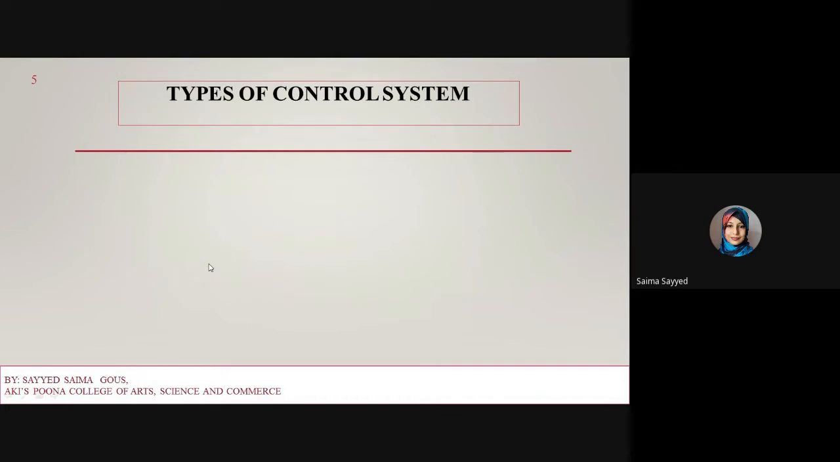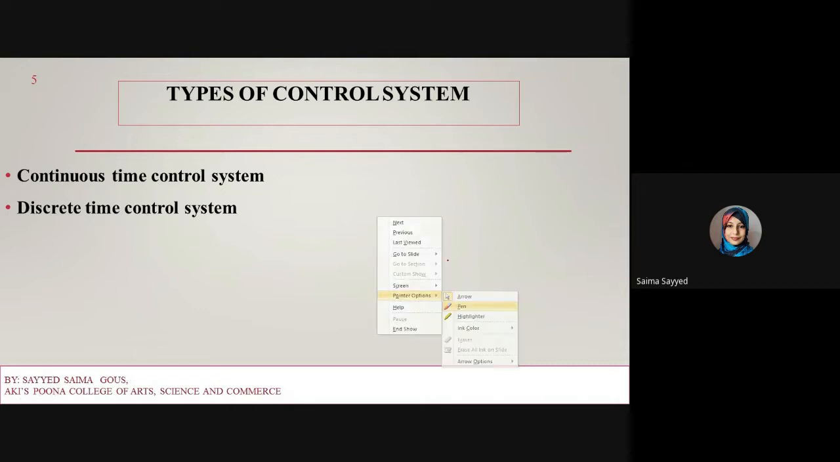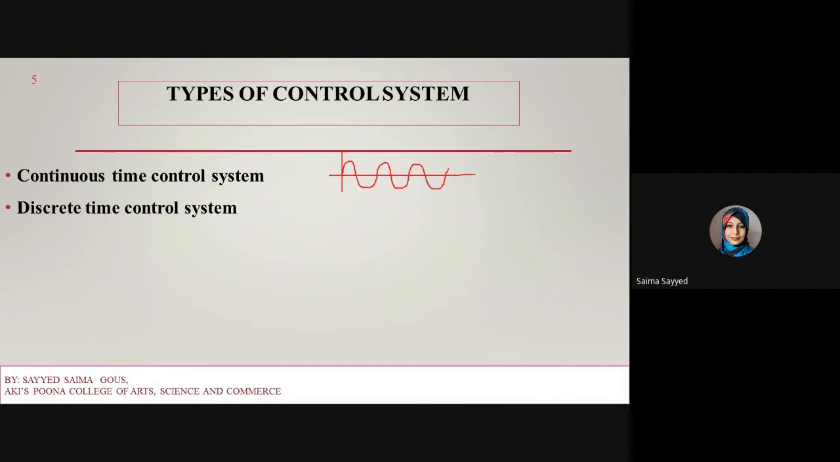Then types of control system. There are different types of control system. First one is continuous time control system. What is continuous time control system? Here the input and output are continuous time signals. That means they are continuously varying with respect to time or have continuous values. Suppose this is my one signal, and this is called continuous time signal which gives the value at every instant of time.